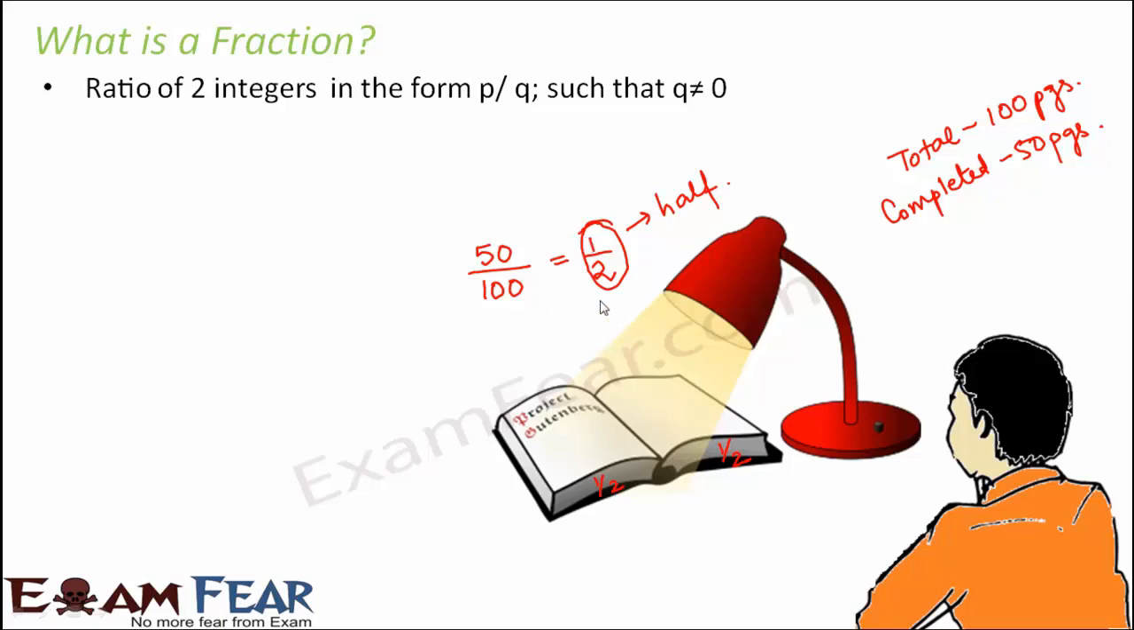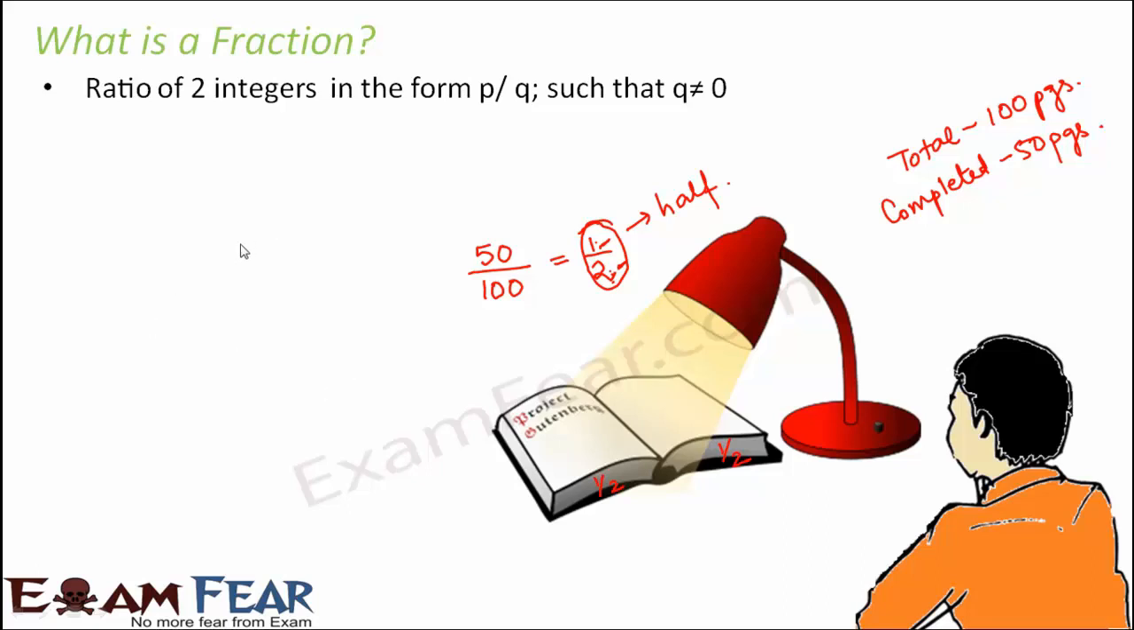Now half is an example of a fraction. What is it? It is a ratio of two integers. One is an integer, two is an integer. Ratio of two integers in the form p by q. Here one is p and two is q, such that q is not equal to zero. Why q not equal to zero? Because if q becomes equal to zero, then the value of this entire fraction will be not defined, because anything divided by zero is not defined. Therefore, in a fraction, we never want q to be zero.